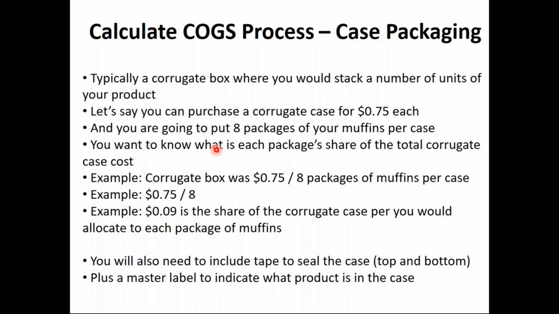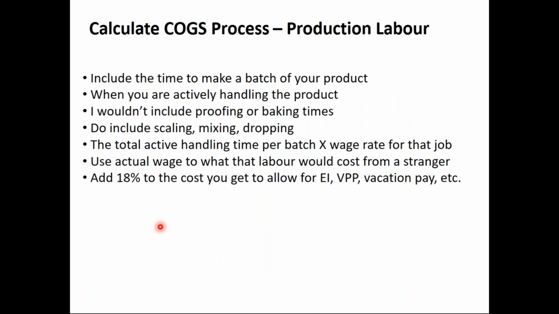Like I mentioned, you need to package everything in a corrugate box. So then we are going to take the cost of the box by how many packages we put into the box. Just to make the numbers different, I said 8 packages of muffins. So we're going to take the cost of the box divided by the number of packages of the unit we put in the box. So that's 9 cents allocated to each package of muffins.